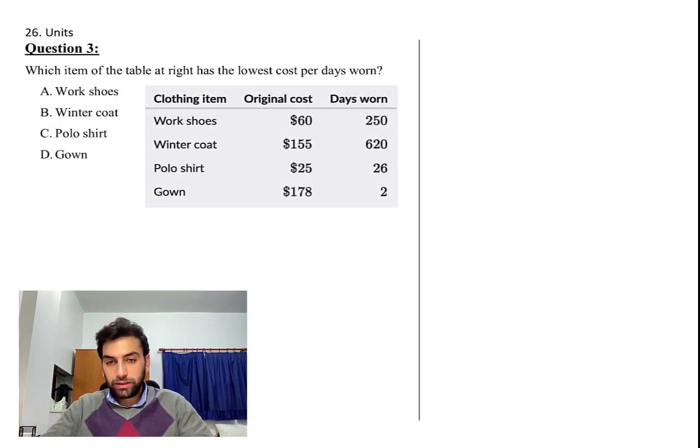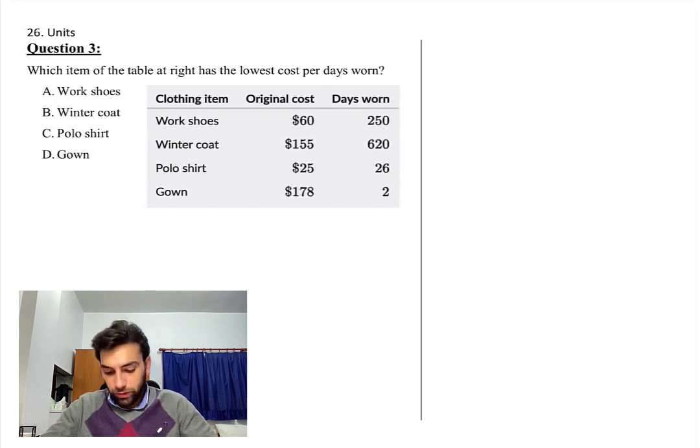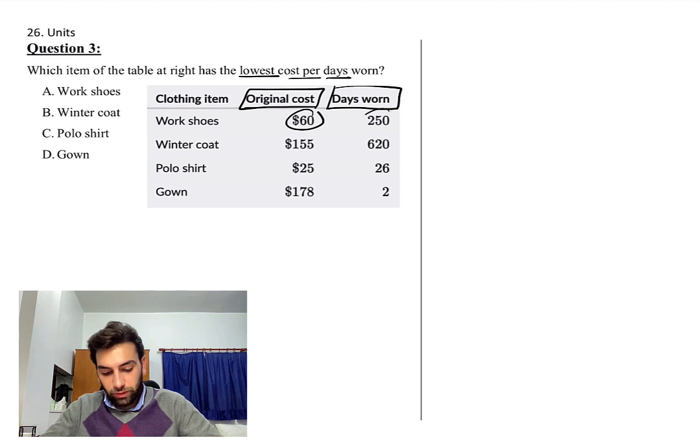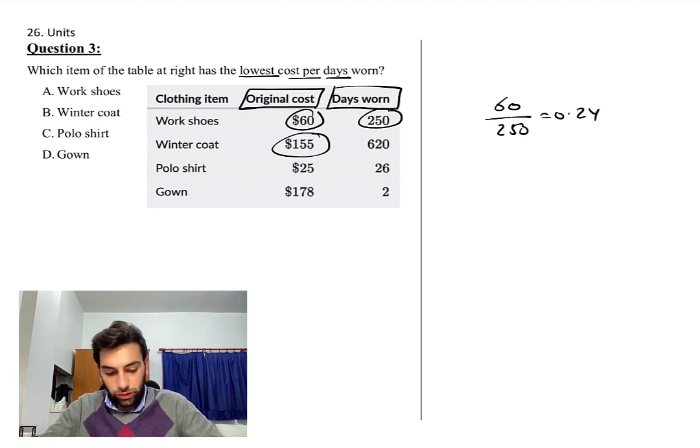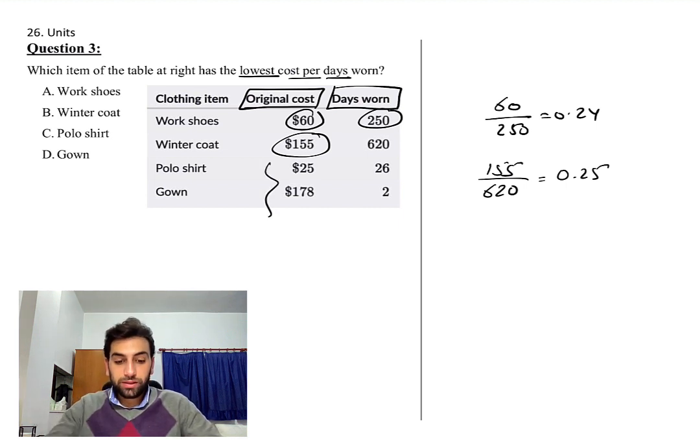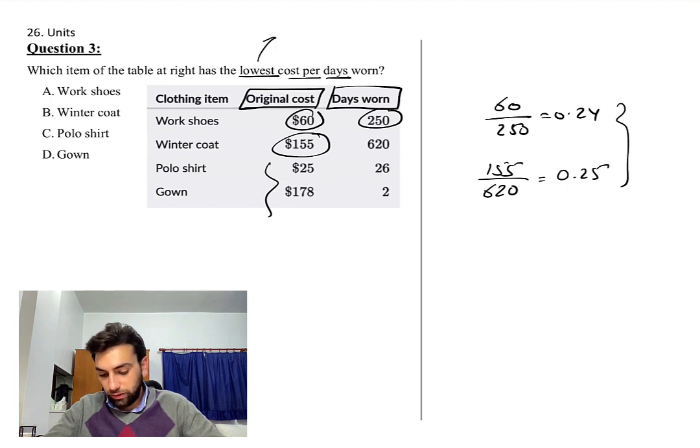So, in this exercise, which is question number 3, which item of the table at right has the lowest cost per days worn? If you look at the items here, you're given in the table the original cost and the days worn. Accordingly, in order to calculate the lowest cost per day, you would do 60 divided by 250, which will give you 0.24. You would also do 155 divided by 620, which would give you 0.25. And same thing for the rest too. And thus, look at the answers and try to get the lowest.